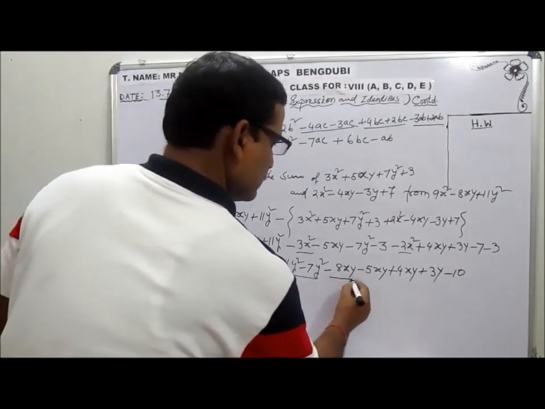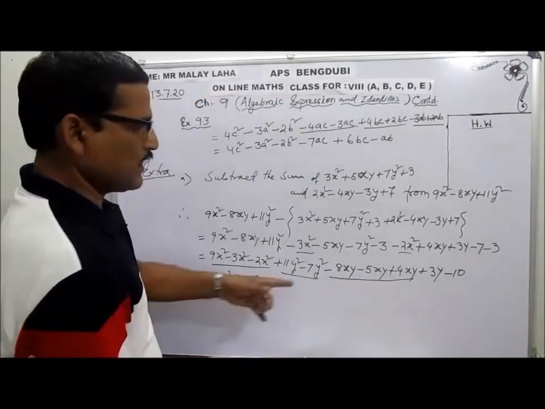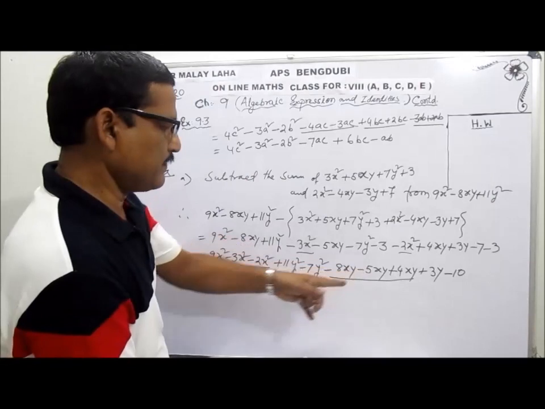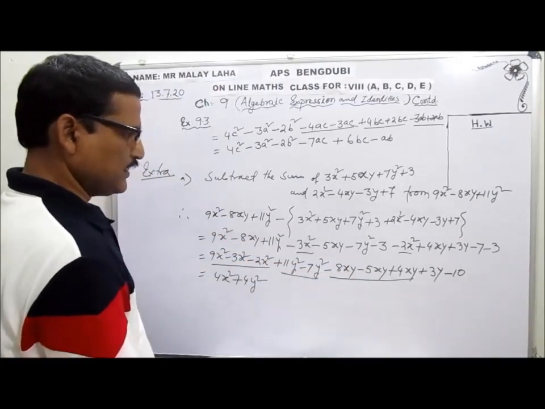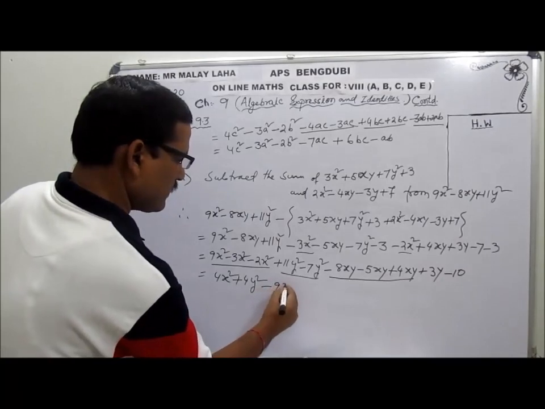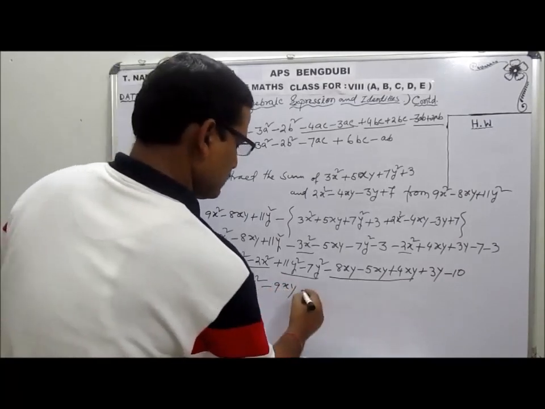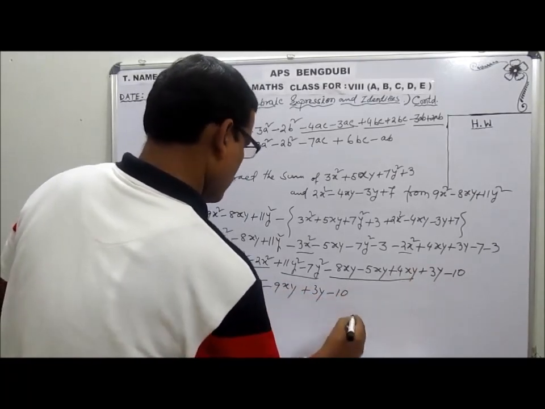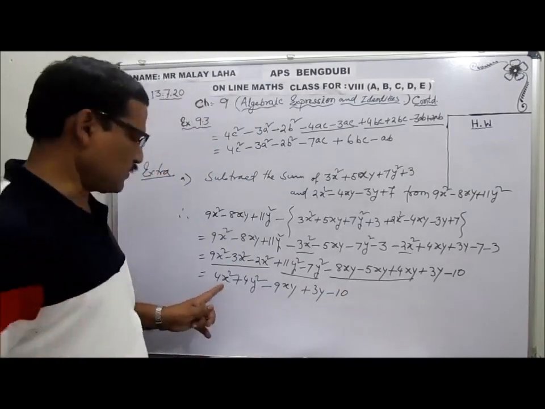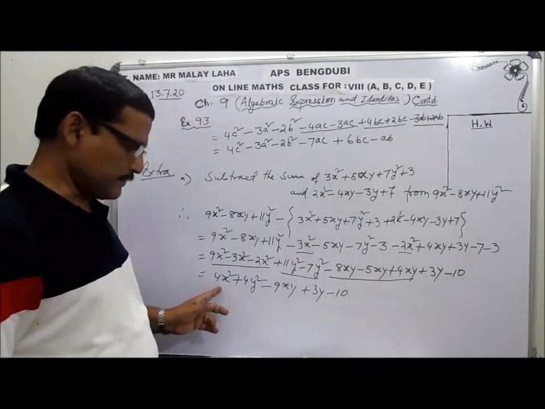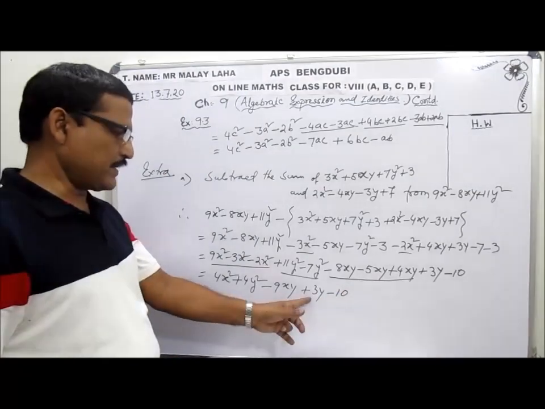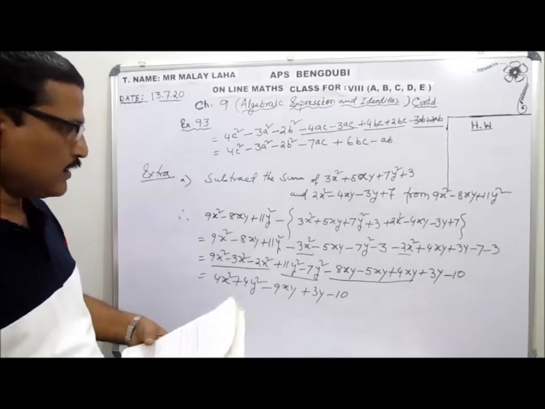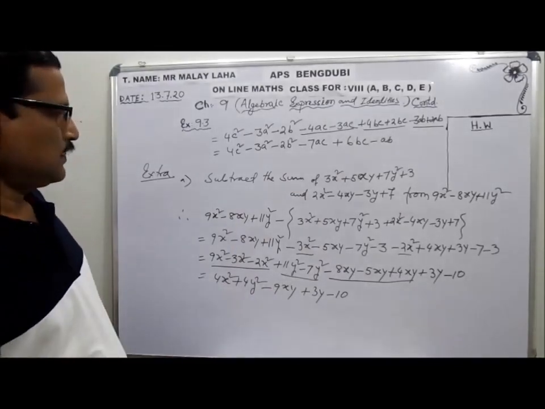What is the result? Up to this portion, 2 are negative, 1 is positive. 8 plus 5, that is 13, 13 minus 4 is minus 9xy, plus 3y and finally the number. Okay, this is the answer. So 4x square, 4y square, minus 9xy, plus 3y, minus 10. Okay, have you understood this one? Note down properly. This is the answer.